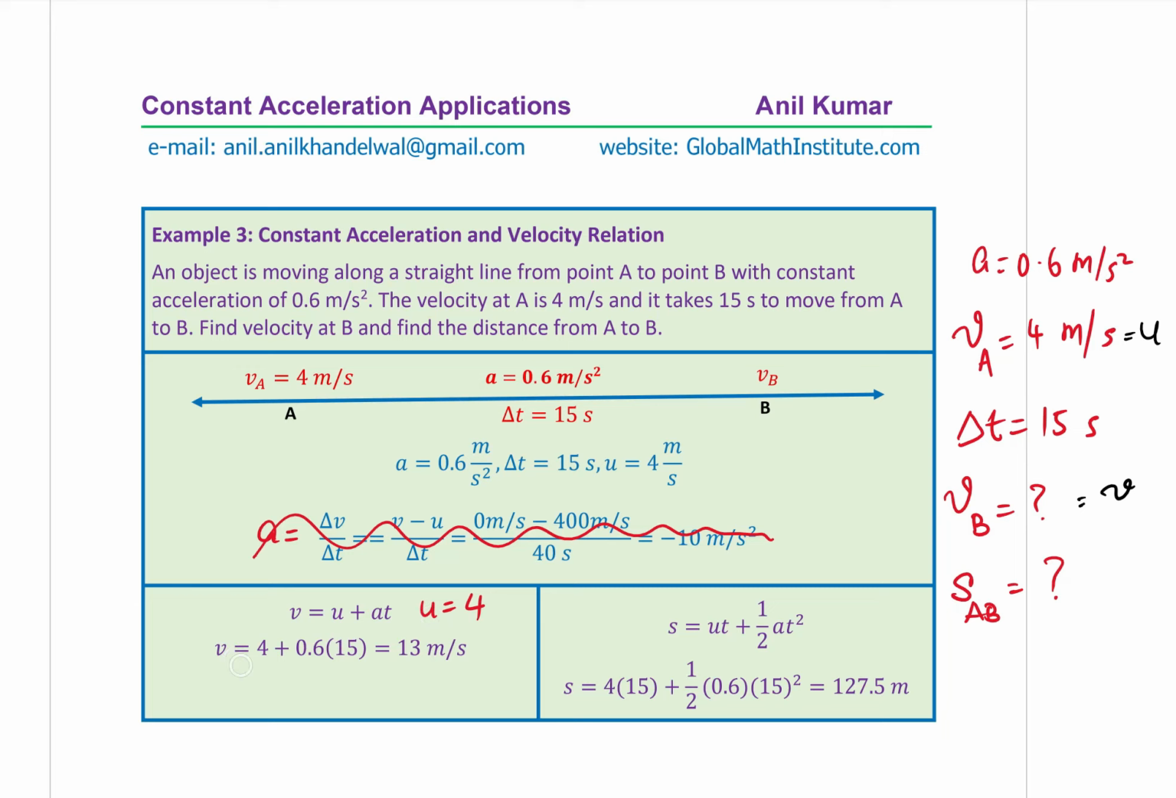So the final velocity v will be the initial velocity 4 plus acceleration 0.6 times the time, which is 15 seconds, and you directly get the answer, which is 13 meters per second. So you get the velocity. Now, to find the displacement, use the formula number 3, which was s equals ut plus half at squared. You know the initial velocity of 4 times 15, substituting these values, and we get our answer, which is 127.5 meters. Is that clear to you?